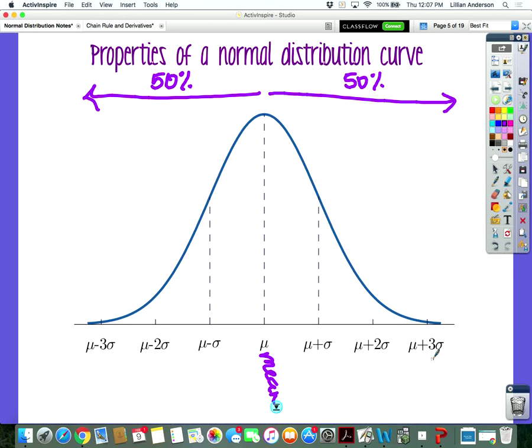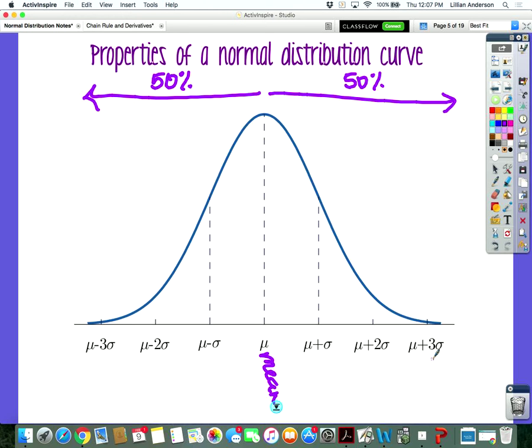Something else you need to know is that the area underneath the curve is equal to 1 or 100%. So the area, aka the probability, underneath this curve is equal to 1 if you're using fractions or 100% if you're using percentages. And think about it: the mean splits your data in half, so you have 50% below your mean and 50% above your mean.